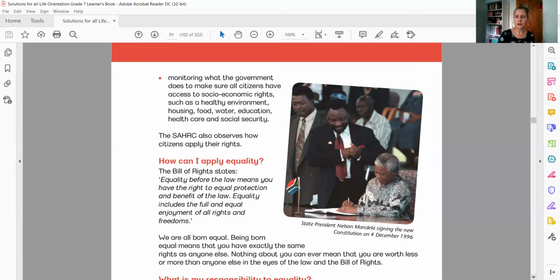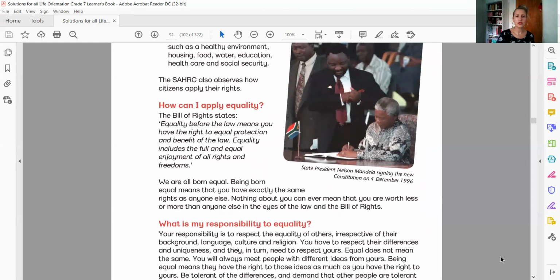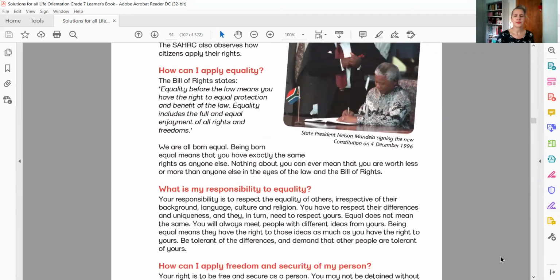Okay, now with the rights that we are going to name, I want you to look at these examples. First of all, on this page, how can I apply equality? So how can you apply the right in your life of equality? And then what is your responsibility to equality? Now remember, equality means that irrespective of your background, language, culture, and religion, we are all equal under the law. We may be different, but we tolerate differences and we respect and have dignity for others and the differences that they display.